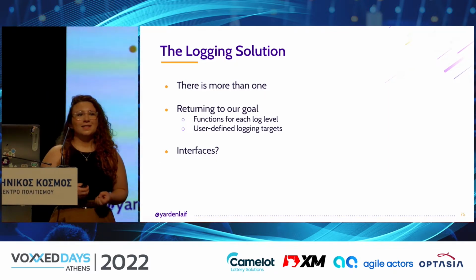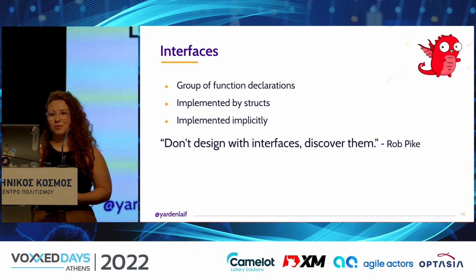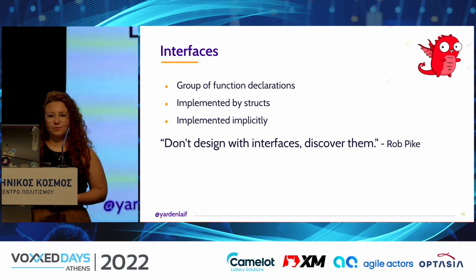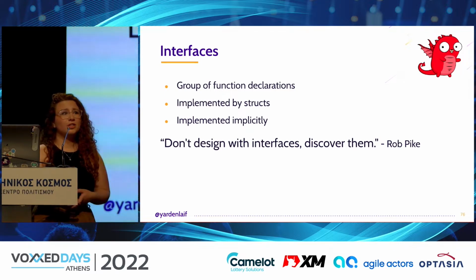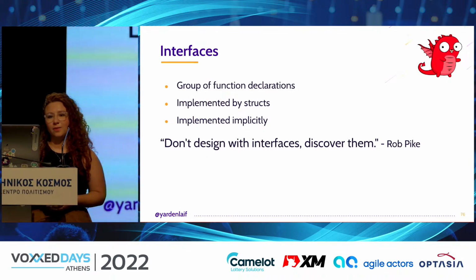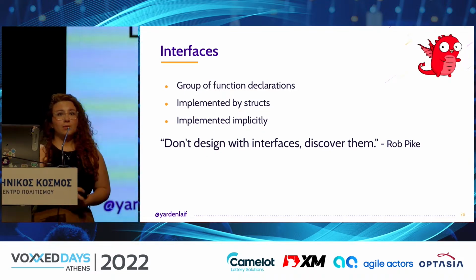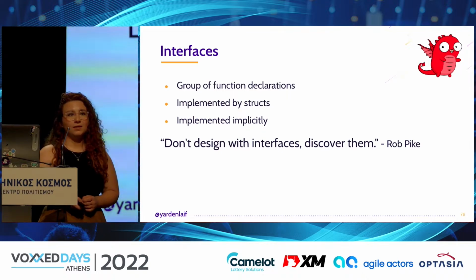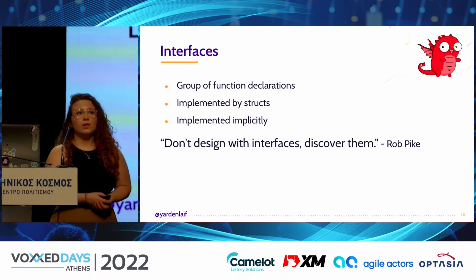And the third thing is interfaces. Now, don't worry. I'm going to show you what those are. So first of all, interfaces are basically just a group of functions. Not function definitions. They don't have, obviously, the whole implementation. They just have the declaration. Interfaces are implemented by structs, and they're implemented implicitly. That means that they are much more lightweight, right?